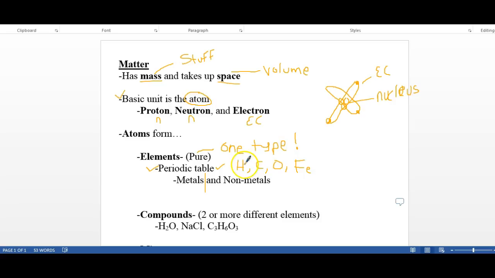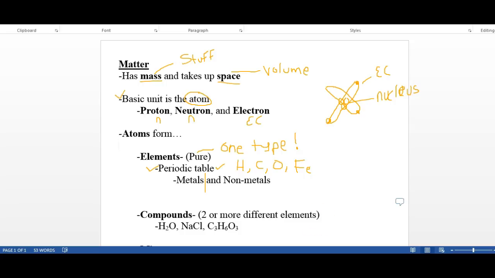Okay, that means hydrogen is only made up of hydrogen atoms. Carbon, only made up of carbon atoms. Oxygen, only made up of oxygen atoms. And iron's only made up of iron. You pick any element, they're just composed of those atoms.